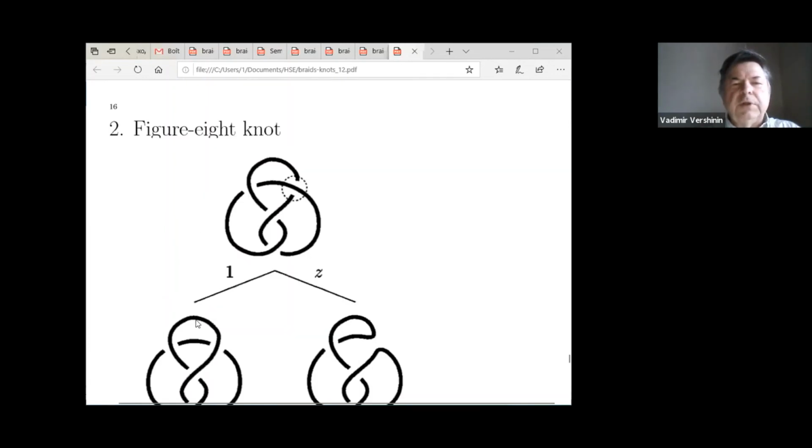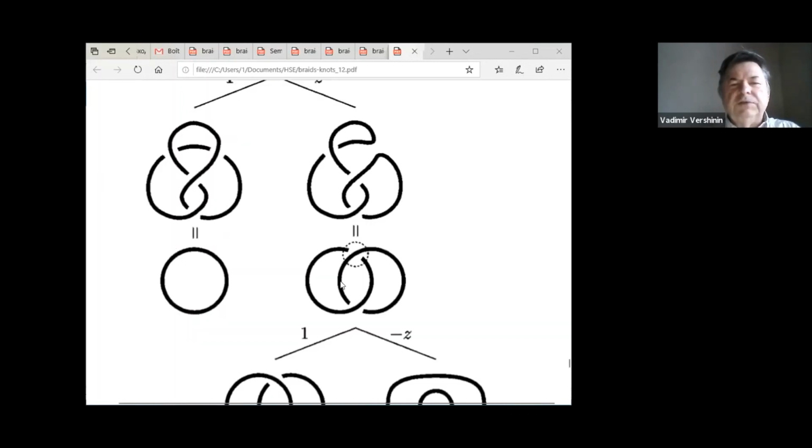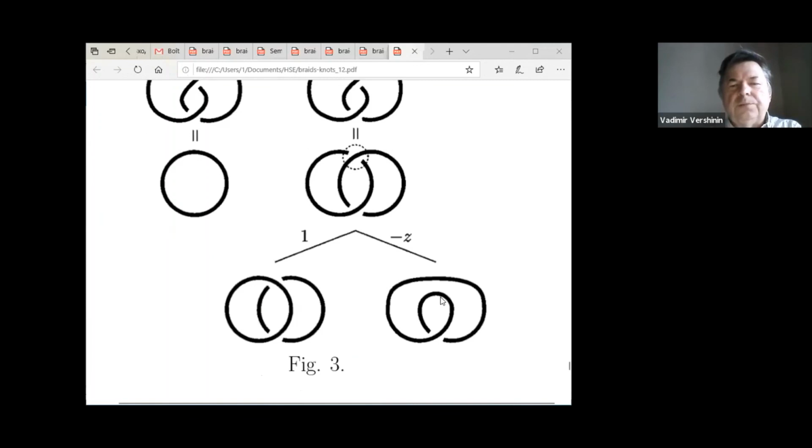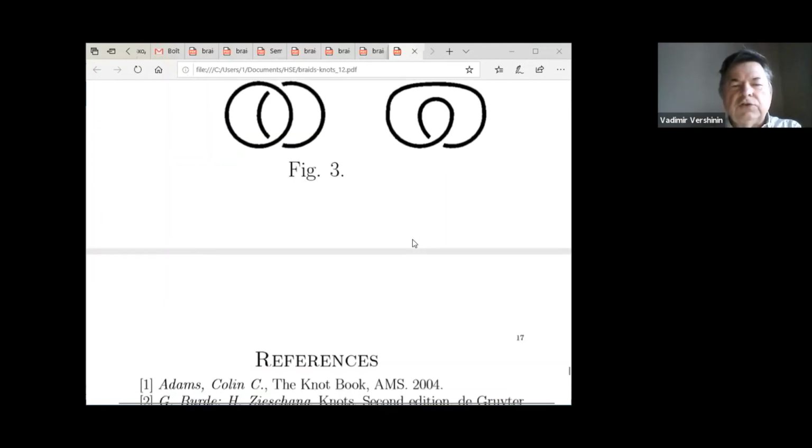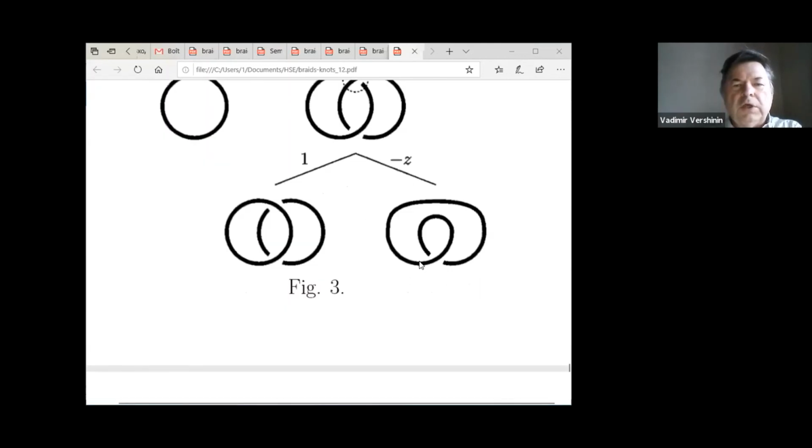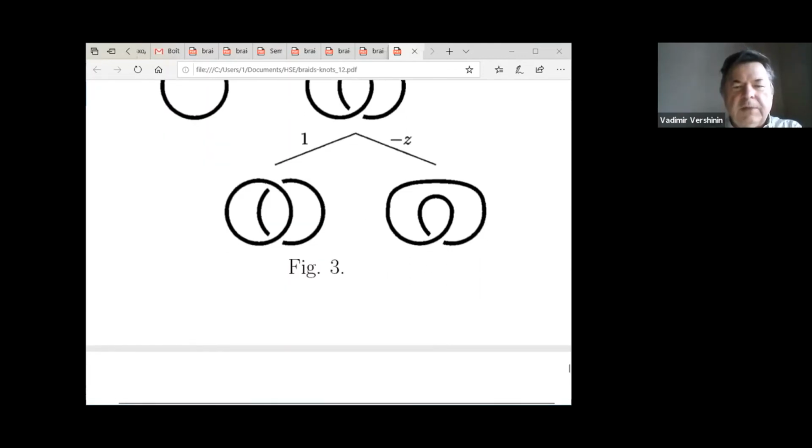Then we put negative to this one. It will be Z multiplied with this one. But this is links. This Hopf link, and if you now put here, you have minus Z. So here, I don't have much time, you have 1 minus Z squared. You see how it works.